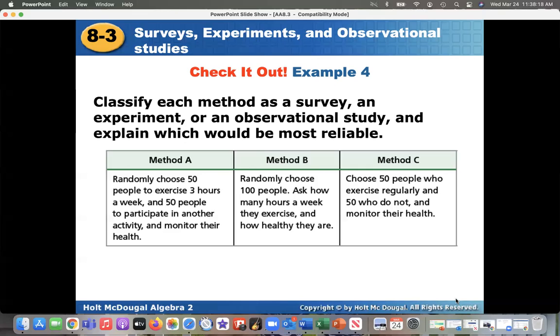All right, if you're having trouble with figuring out which one would be the most reliable, we can talk about that at the end. And we'll make some assumptions here. All right, has everybody had enough time to think about which is which there? Okay, so let's look at this.